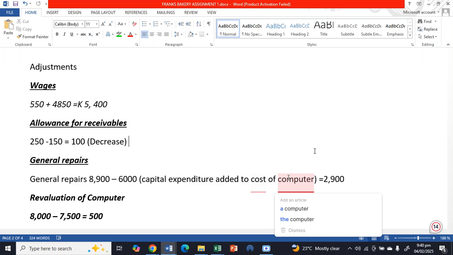It's for the purchase of a new computer. Yes, the general repairs included the amount for the new computer. So that amount for the new computer has to be removed from it.